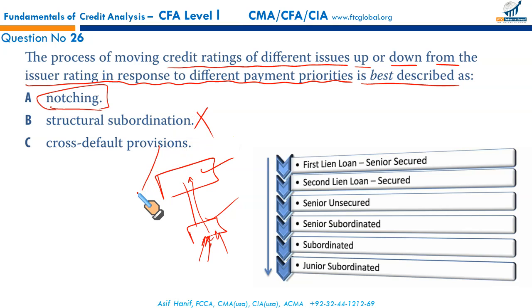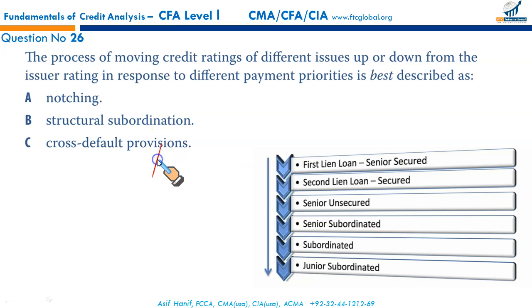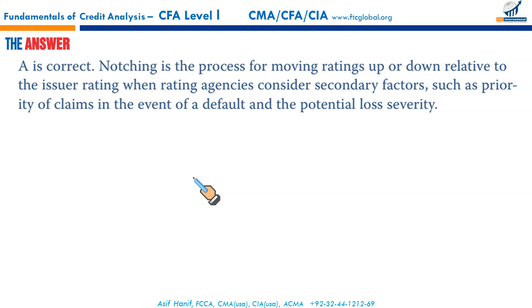Alright, so what is then cross default provision? Cross default basically is a provision in a bond indenture or maybe in a loan agreement that puts a borrower in default if the borrower defaults on another obligation. Let's say if you default on this obligation, it is assumed that you have defaulted on obligation A as well. So notching is what we were looking for, A.